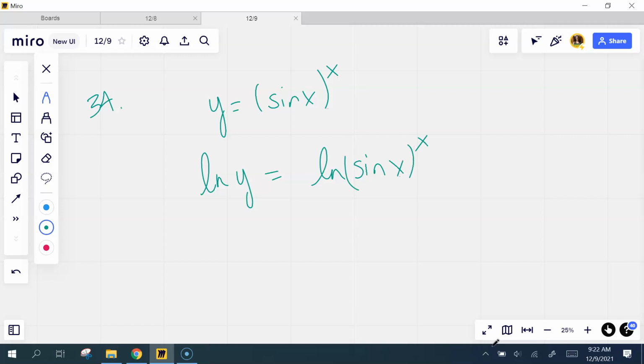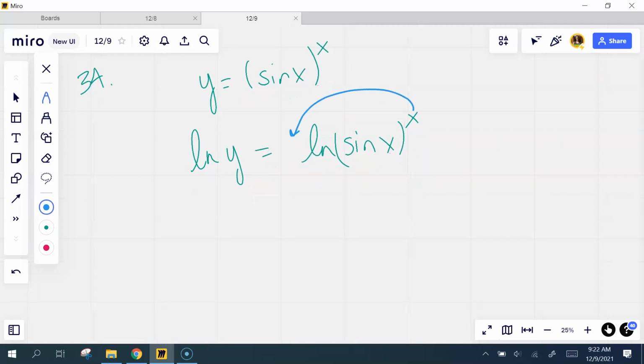The reason we do this is because with log properties, I can bring this around the front. So I've got the log of y equals x times the log of sin x. Now what?